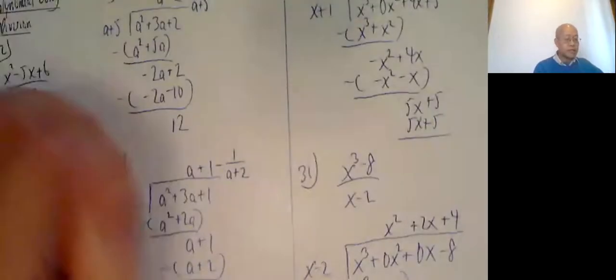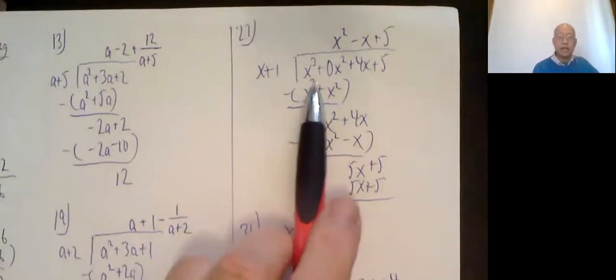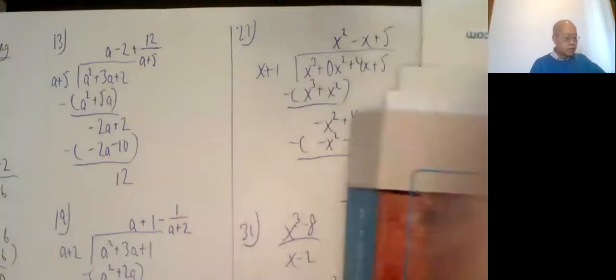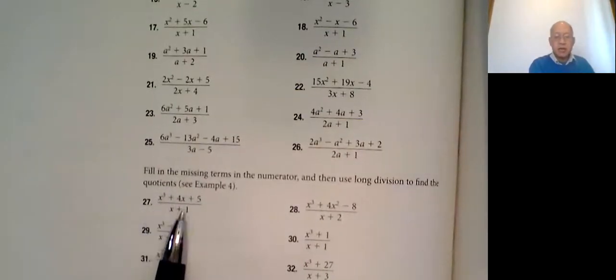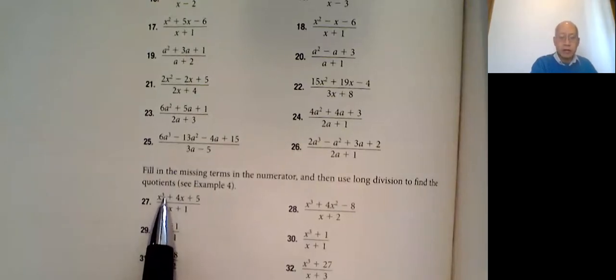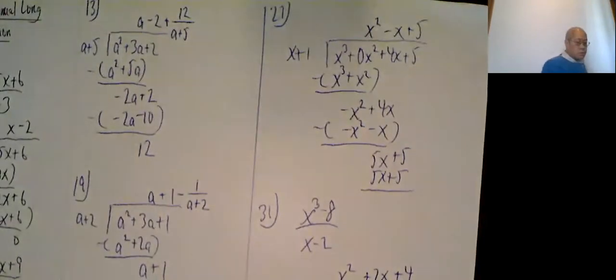Okay, finally, for 27, what do you do if something's missing? You have to count it as a 0. Notice it says x cubed plus 0x squared plus 4x plus 5. In the original problem, 27, it goes from x cubed to 4x. There's no x squared. When you work the problem out, you have to put 0x squared. For x cubed minus 1, you need x cubed plus 0x squared plus 0x minus 1, and so on. So if anything's missing, count it as a 0 coefficient.